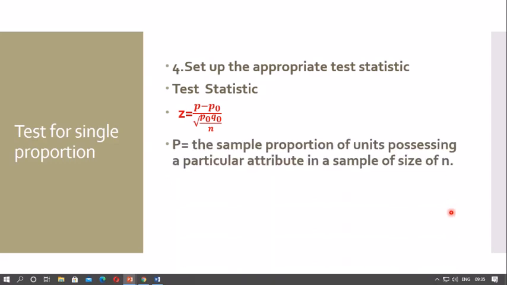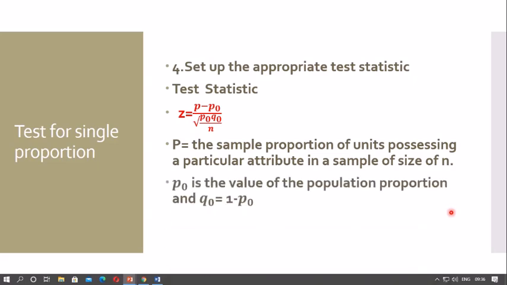Now you might be wondering, what is p? Now p is nothing but the sample proportion of units possessing a particular attribute in a sample of size n. Now p0 is the value of the population proportion, and q0 is equal to 1 minus p0. So if p0 is given, it is easy to find out q0. You can substitute that value in your test statistic and find out z.